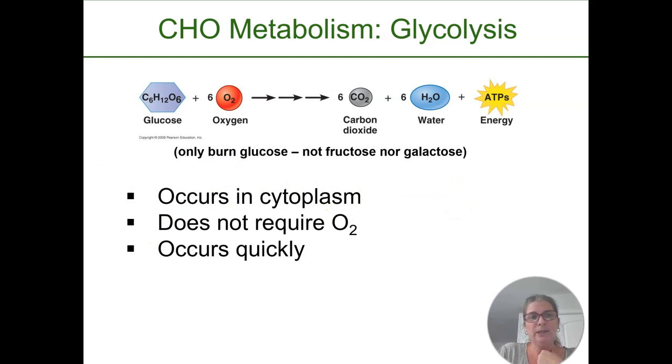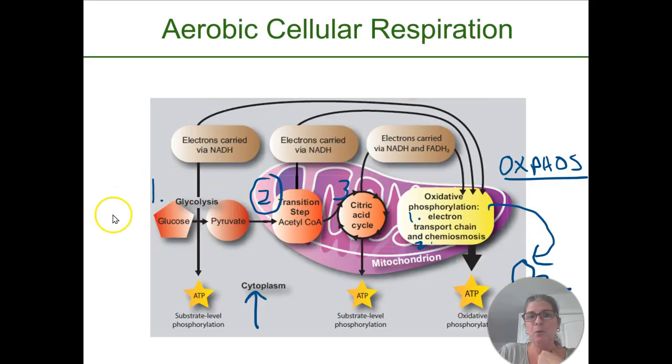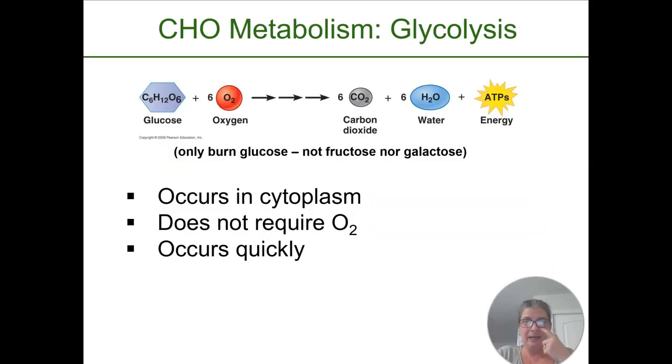And that's why it's always step one to occur. So this process happens every single time. It takes glucose. Its job is to grab a glucose. It converts it into something called pyruvate, or we could say pyruvic acid, and then it's going to kick off a couple end products for us. Because it's so fast, it doesn't need oxygen.